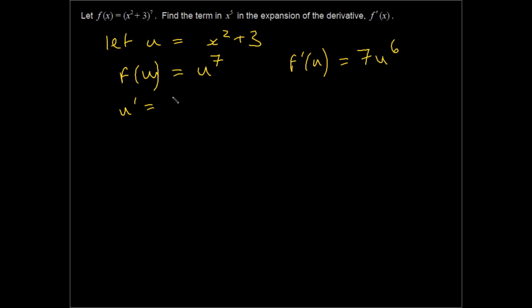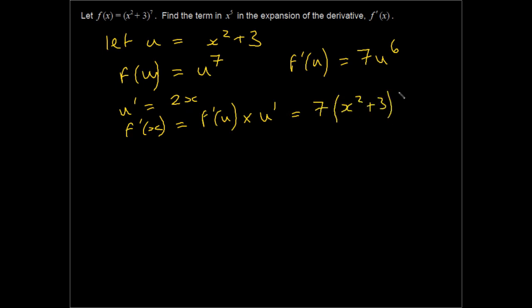So that's going to give me 2x. So then that would mean that f prime of x is going to equal f prime of u multiplied by u prime, which is going to be 7 times (x squared plus 3) to the power of 6, and then multiplied by 2x. So I could simplify that, and I could say that f prime of x is equal to 14x and then (x squared plus 3) all to the power of 6.